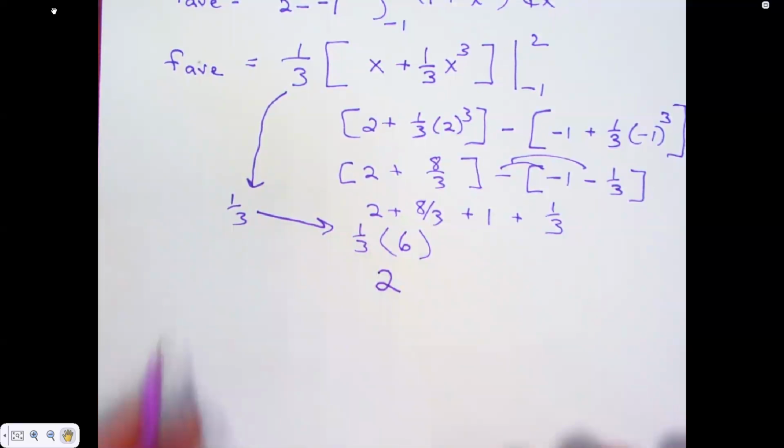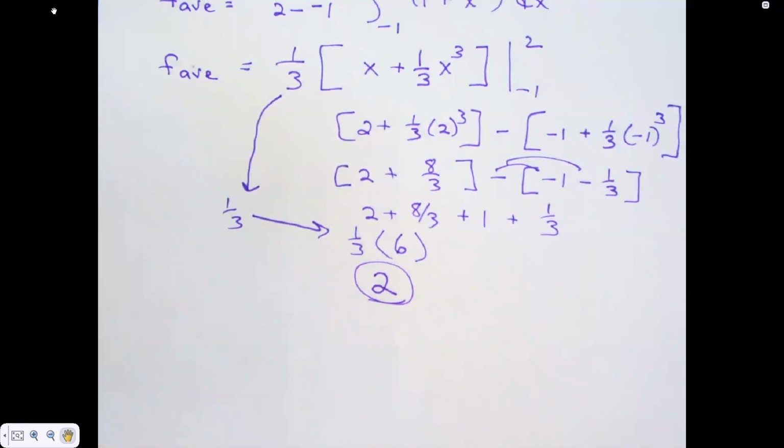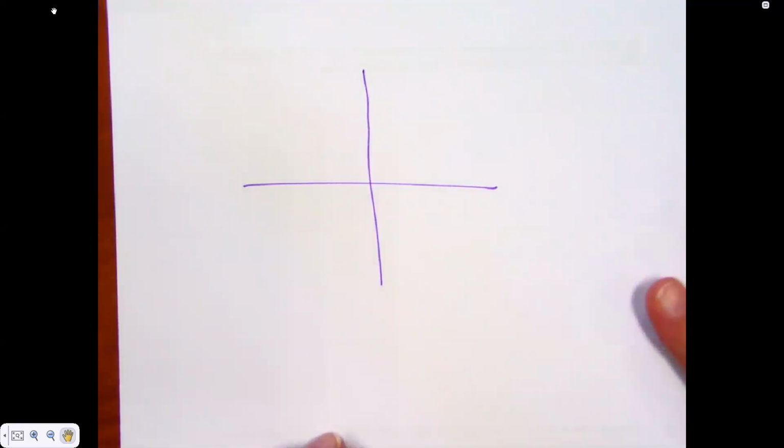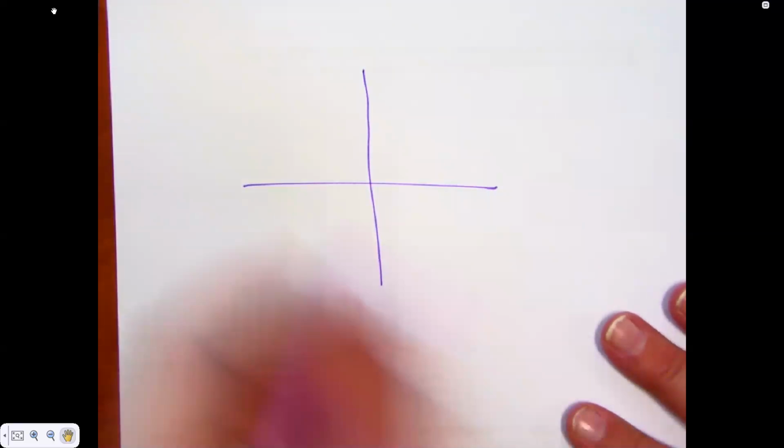Now, what is the 2? 2 is our answer, but what does that 2 mean? That's not the area under the curve. That is the average height, okay? Let's just do a quick picture. We've got time. Did I go too quick? Well, okay. Just holler if you need it back.